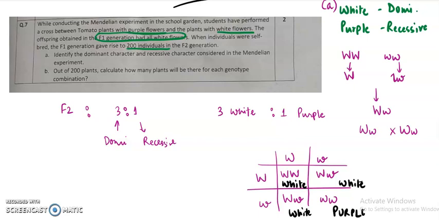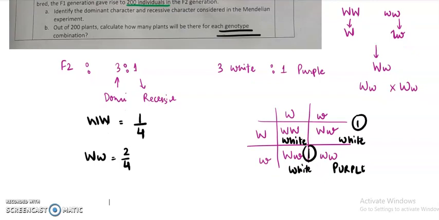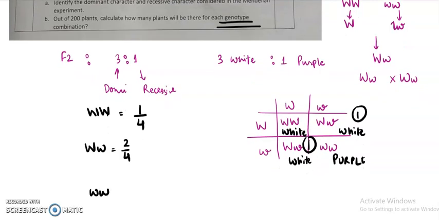So now they are asking for each genotype combination. Remember, they are asking for genotype. So capital W capital W is 1 out of total 4 being formed. Capital W small w, 1 is here and 1 is here. So 2 out of 4 are capital W small w, and small w small w is 1 out of 4. This one. 1 out of total individuals are 4. How are they 4? 1, 2, 3, 4.